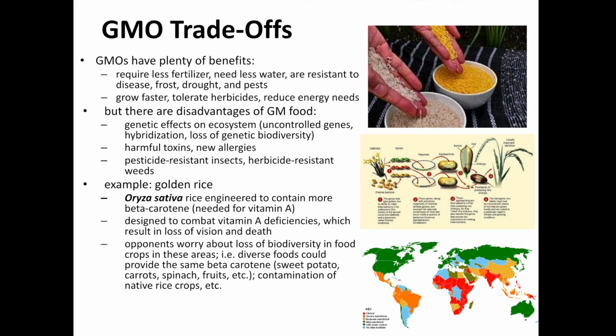Essentially, they require less fertilizer, need less water, are resistant to all of these environmental factors, and they grow really fast, and they tolerate the herbicides that we use, and they reduce the energy needs. But the genetic effects on the ecosystem are serious. The uncontrolled genes lead to hybridization with wild plants, and we can basically see a loss of genetic biodiversity over time. Because they're resistant to herbicides, that means farmers tend to use more herbicides on their product, and they outcompete natural varieties.